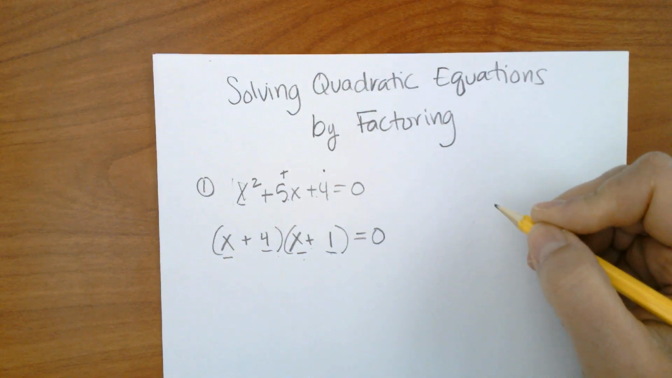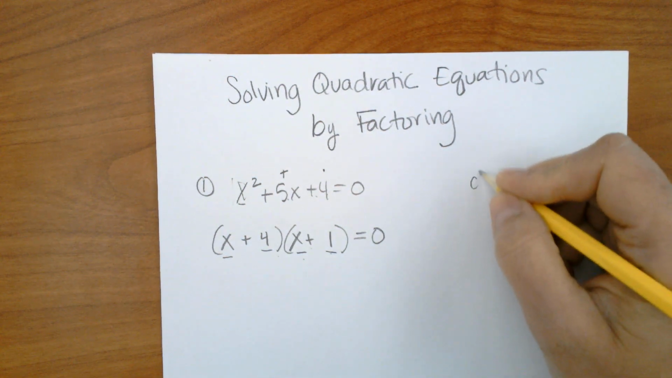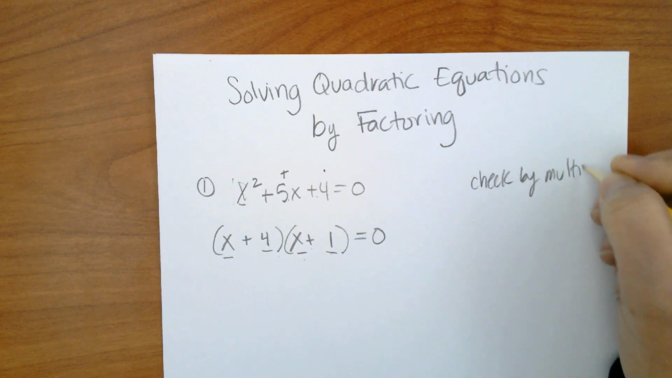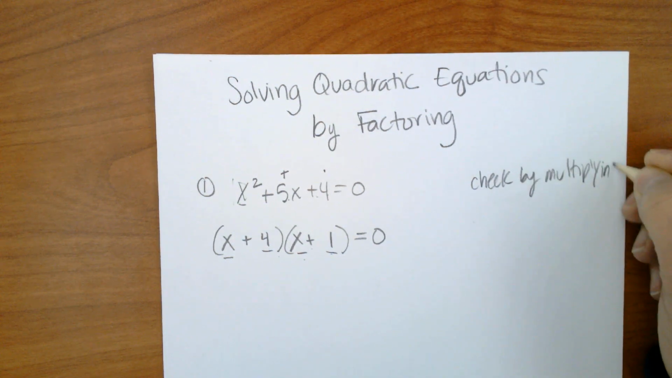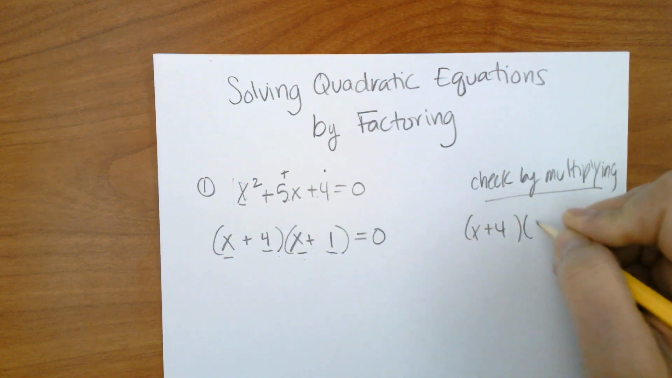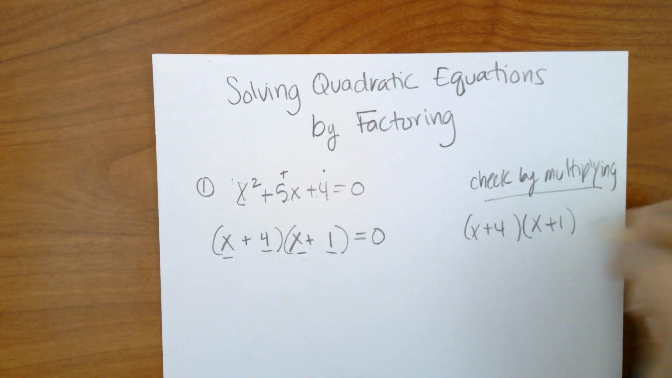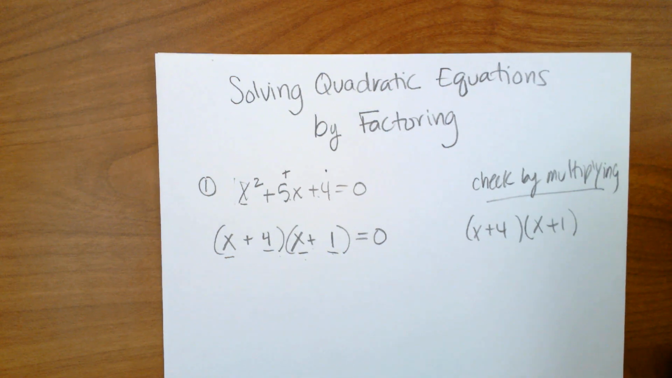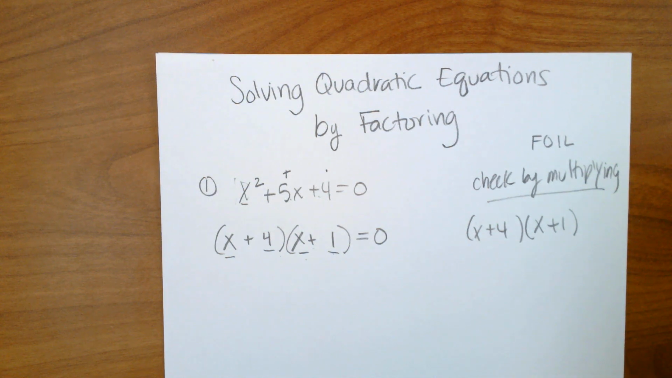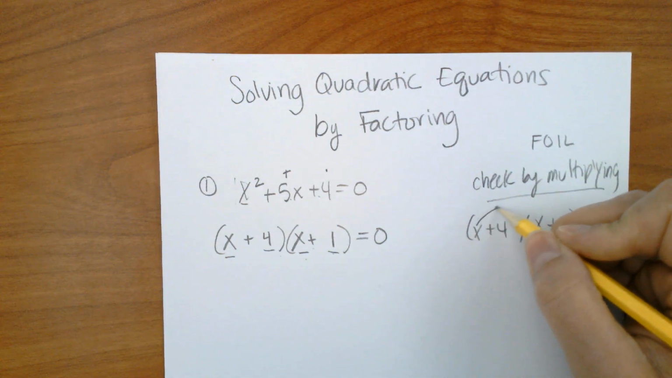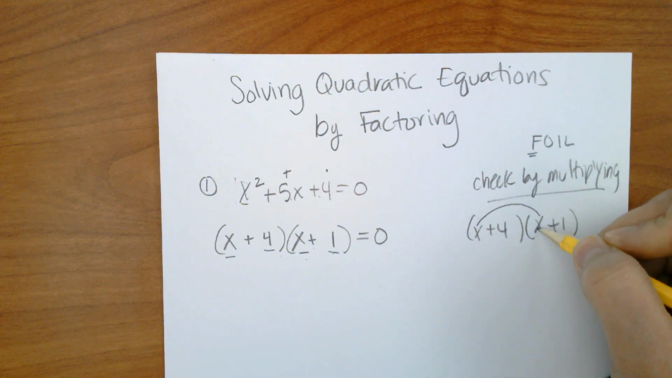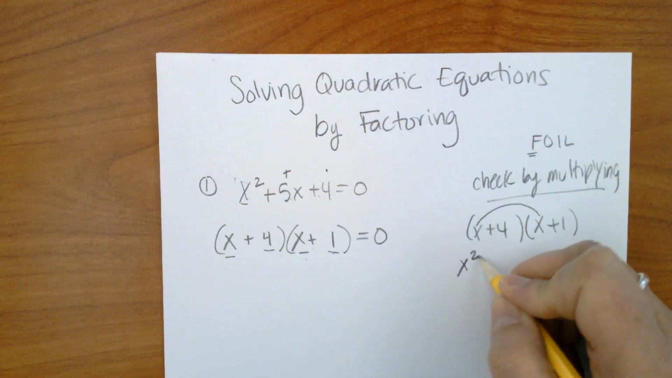Now, how do I check to make sure that I factored correctly? Well, we check by multiplying. What do I mean by that? Let me review that. How do we multiply? So what I like to do is double distribute. Some people might like FOIL. Either one works. So first, we have to multiply the first terms. That's the F in FOIL. So we distribute first. So x times x is x squared.